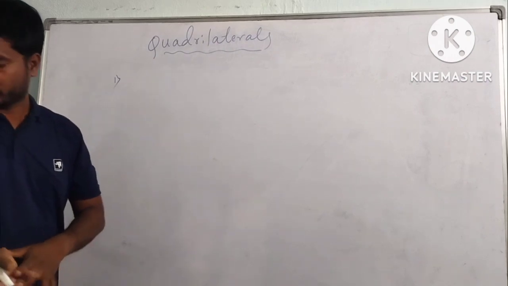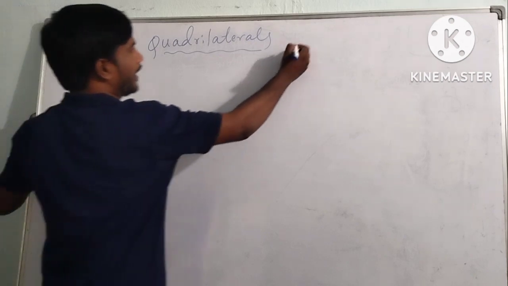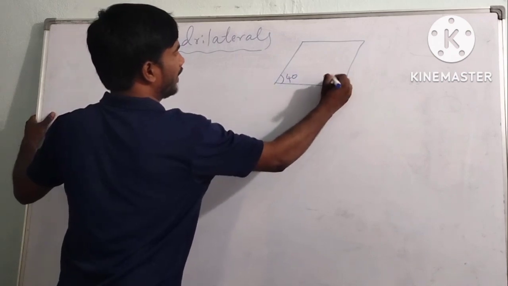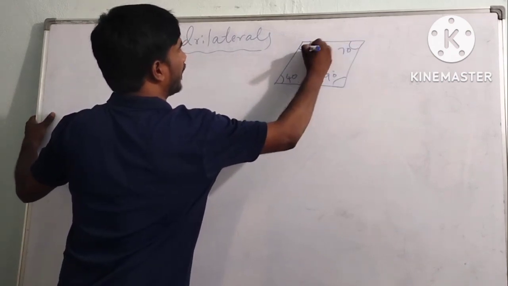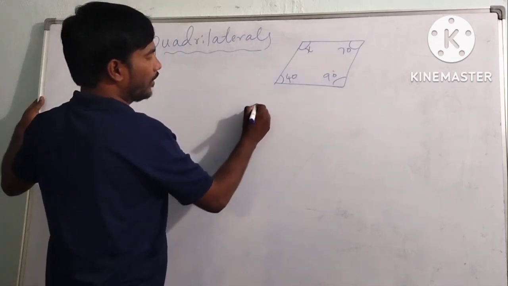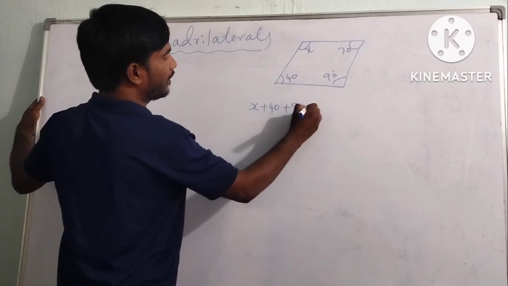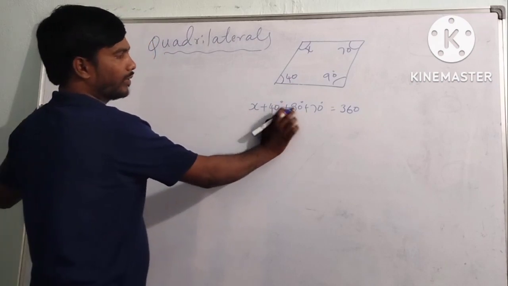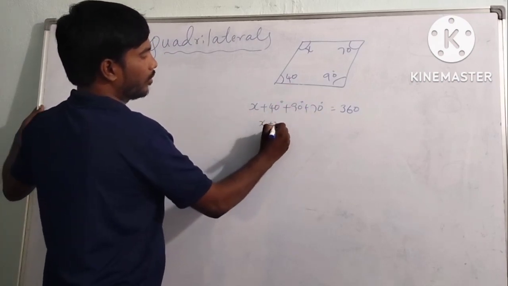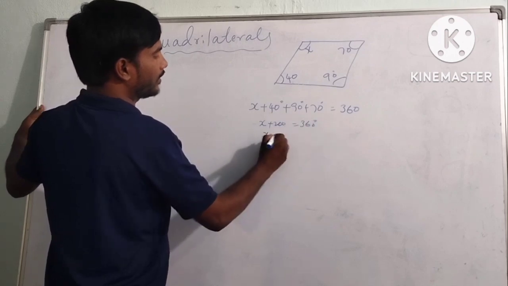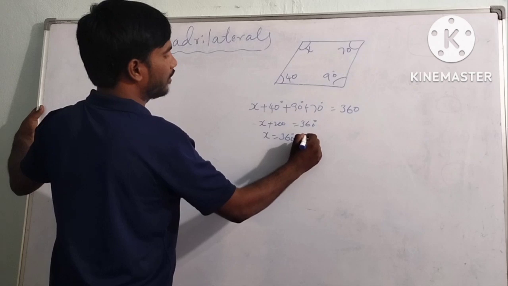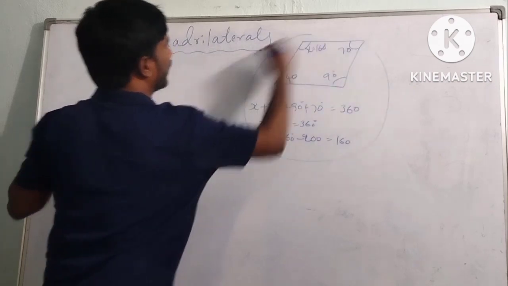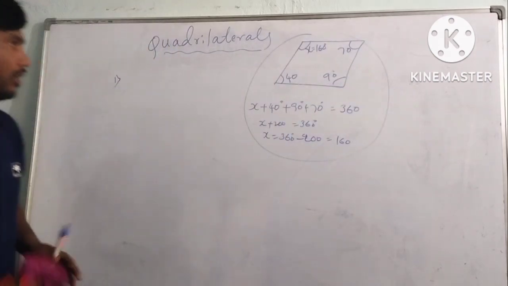Here, the first problem. We already solved this kind of problem. Sum of interior angles in a quadrilateral, if the angles are x, 40, 90, 70, what is the angle value? x plus 40 plus 90 plus 70 degrees is equal to 360 degrees. 40 plus 90 is 130, 130 plus 70 is 200. x plus 200 is equal to 360. Then x is equal to 360 minus 200, which equals 160 degrees. So the x value is 160 degrees. This model problem we already solved in the previous class.